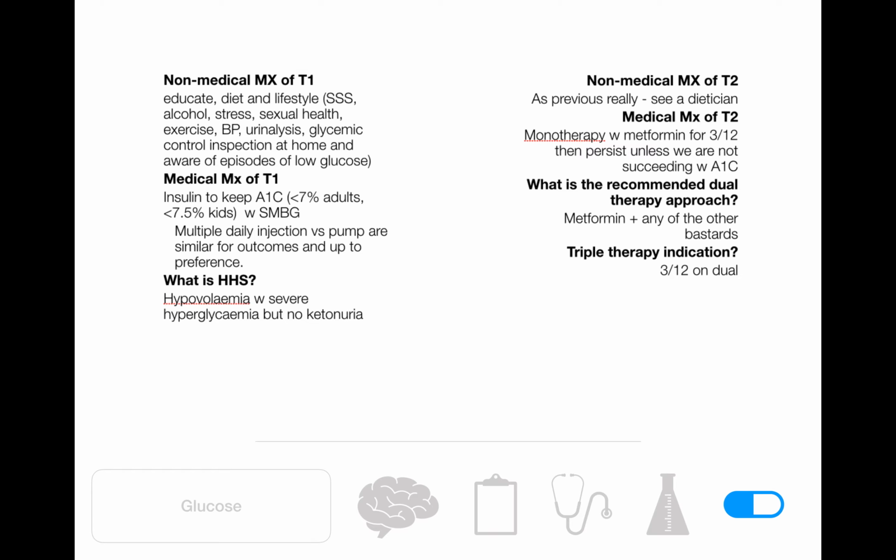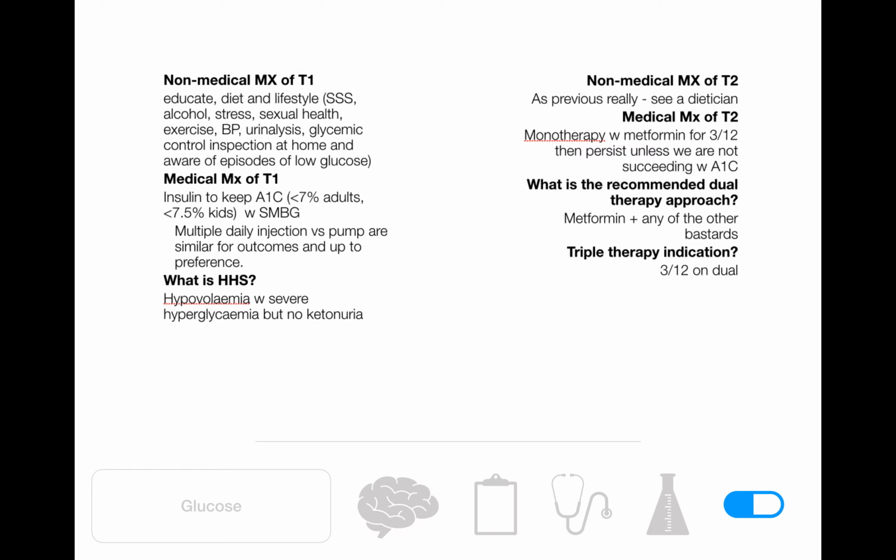They're usually referred to see a dietetic based on CCG funding. The medical management of type 2 is on 3-month cycles. So you start them on a monotherapy of metformin, so all the M's, monotherapy of metformin for 3 months. If the A1C is not coming down below 48, or the 7%, sorry, then they need to go to dual therapy. So it's metformin and any of the other classes. Try that for 3 months.